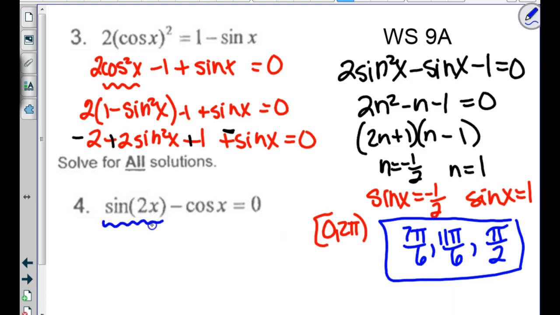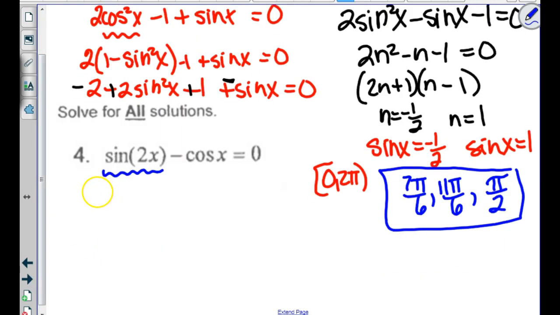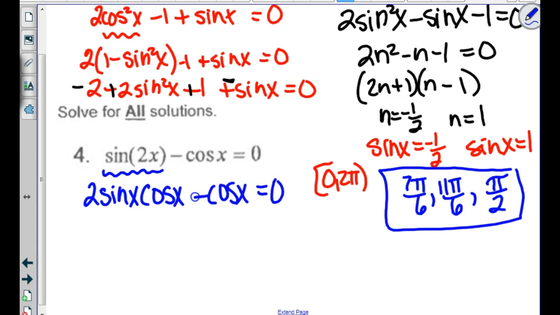I know there's one where you have to trade for a double angle. What is the sine of 2x equal to on your sheet? Double angle. 2 sine of x cosine of x minus cosine of x equals 0. What are we going to do now? Yeah, take out a cosine and it will say what? 2 sine x minus 1.